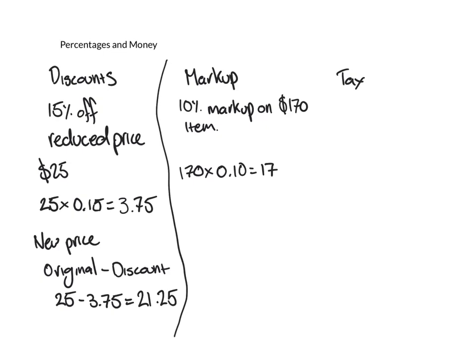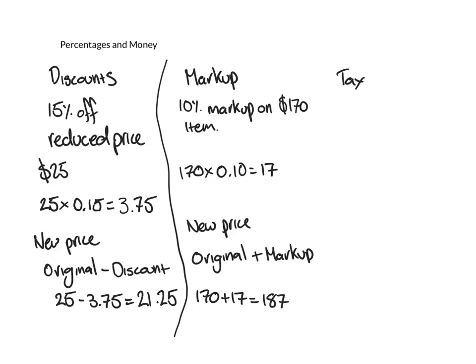Now this time, because we're marking up and we're adding onto the price, we want to find the new price, we have to get the original, and this time we have to add the markup. So in this case, if we're having a 10% markup on a $170 item, then we'd go 170 plus 17. Well, now we've got $187. So you're selling it for a little bit more, so you're making that $17 profit.